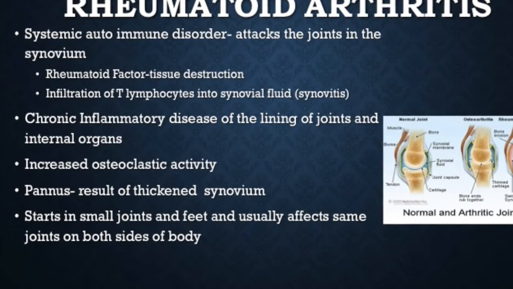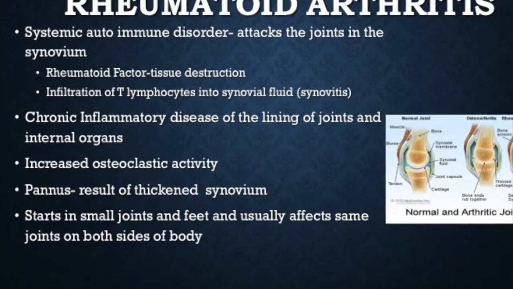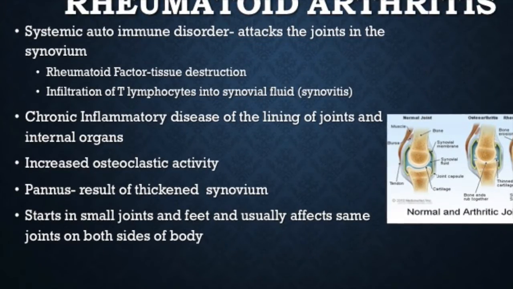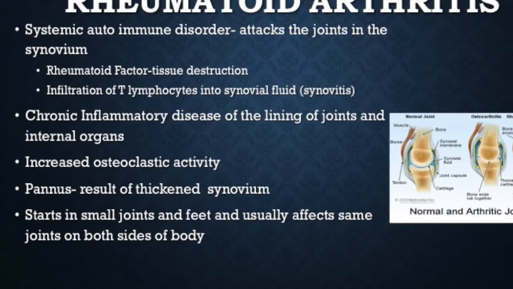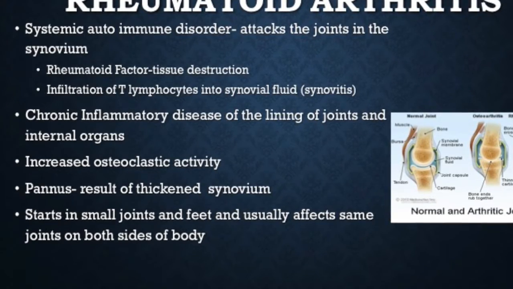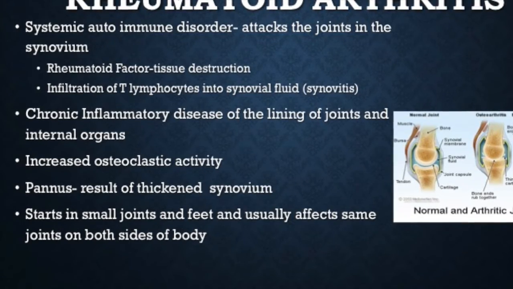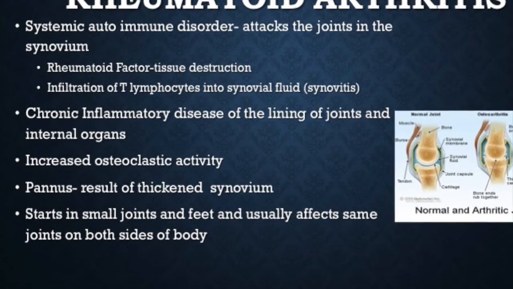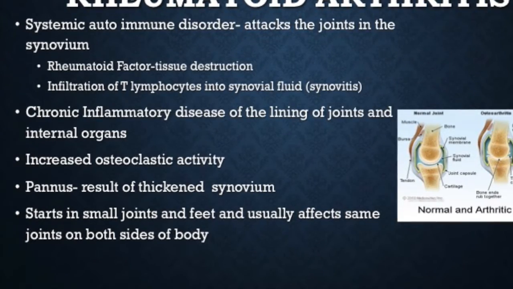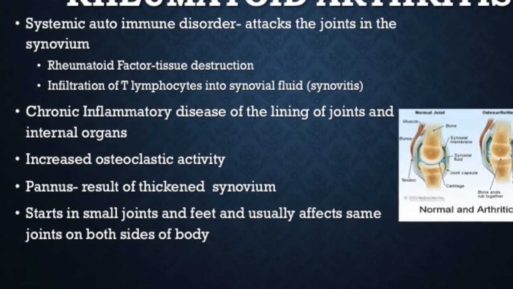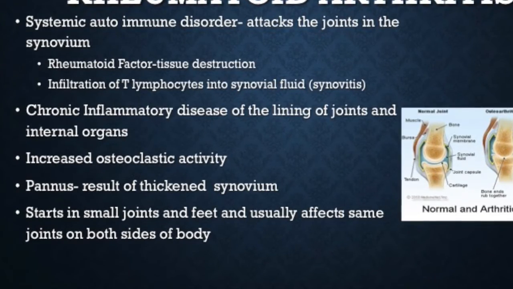Also, there's a pannus, which is a result of the thickened synovium. This is granulation tissue that grows into the joint space and it will cover the cartilage. This will cause the cartilage and the bone to erode. In rheumatoid arthritis, it will start in small joints and feet and usually affect the same joints on both sides of the body.